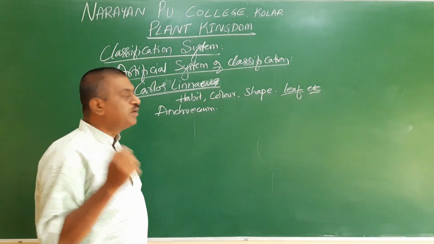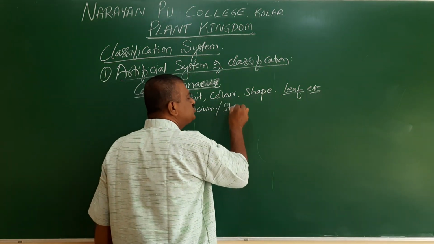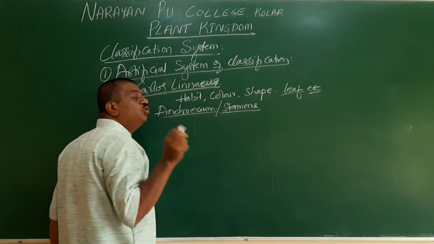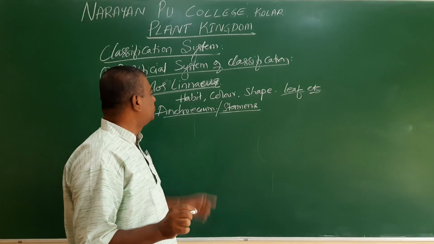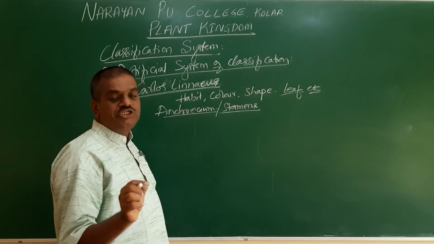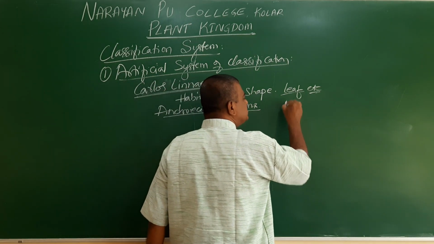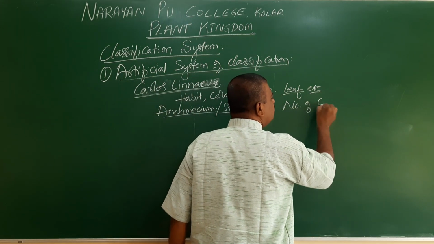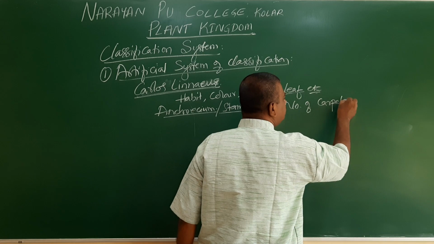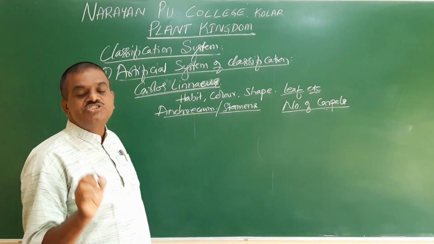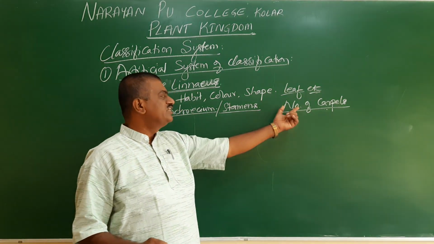So here, the number of stamens: how many stamens are there? How many lobes are there in the anther? Based on the number and ratio of stamens, as well as the number of carpels, which is the female reproductive system, he classified.